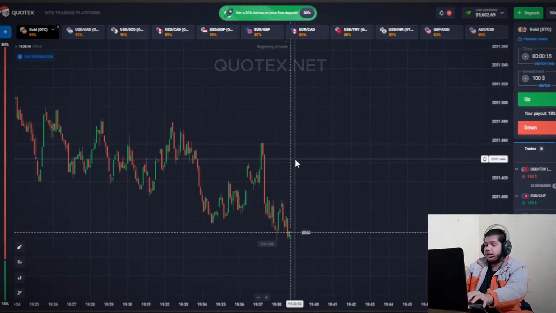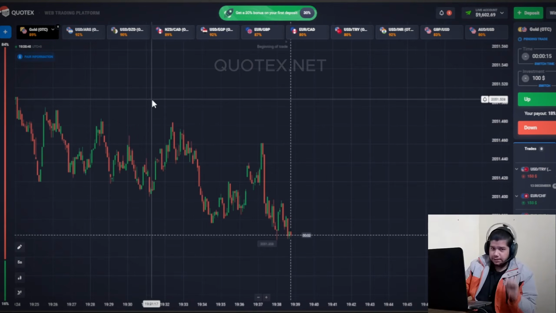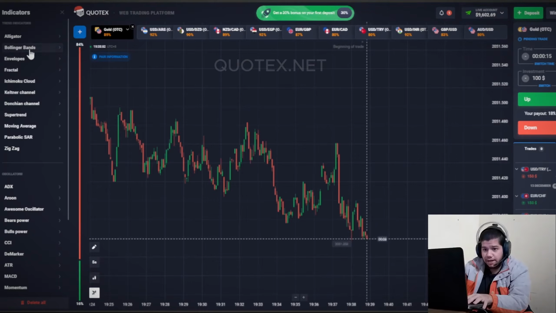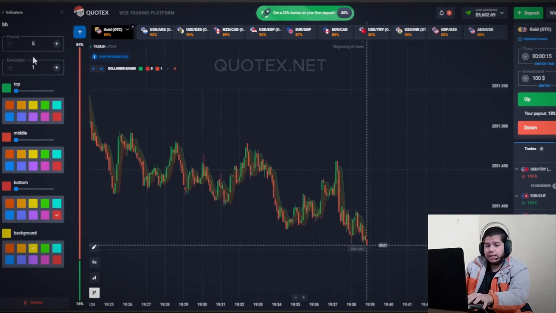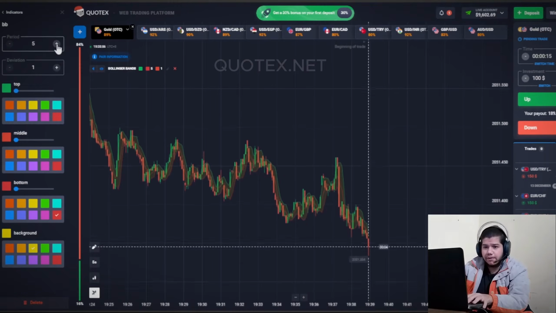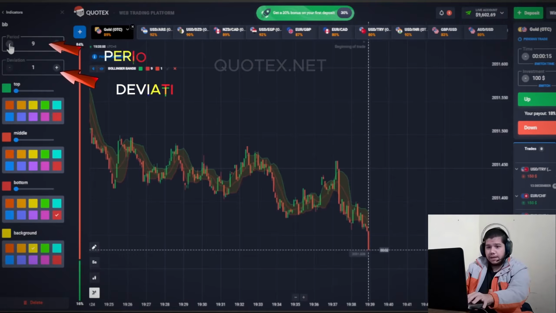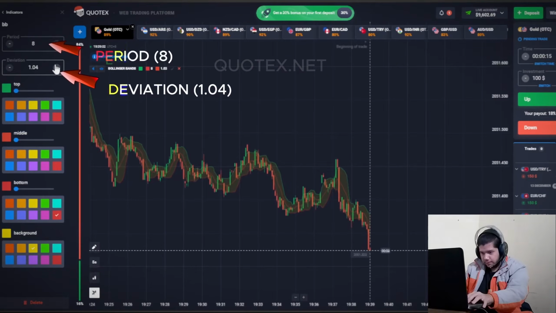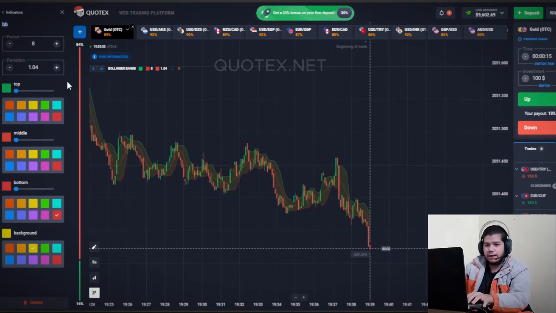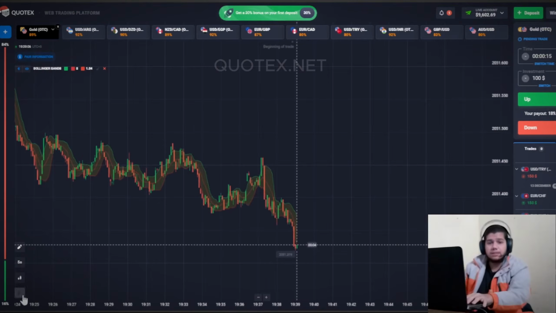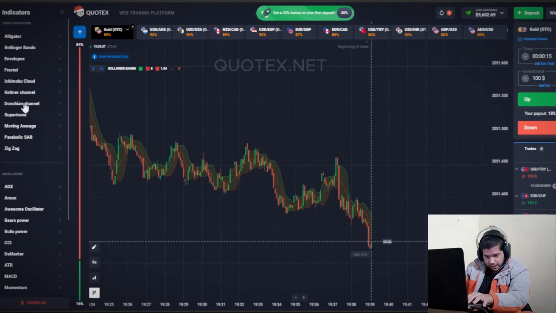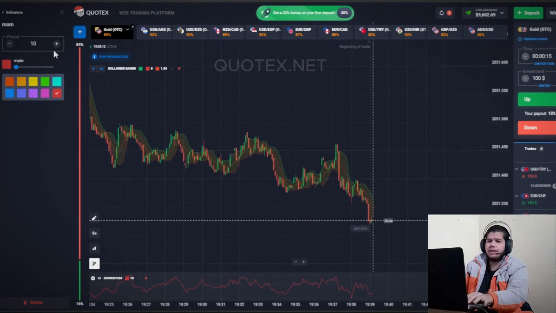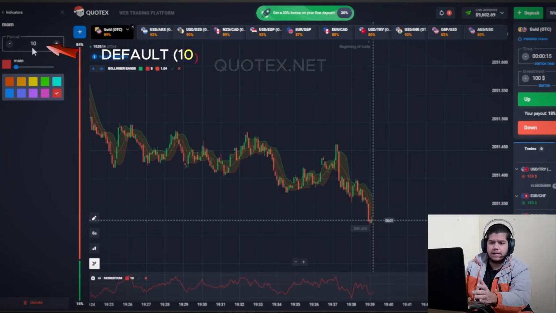I'm going to be using indicators in the strategy. The first indicator will be the Bollinger Bands right there. For the settings, you have to keep the period at 8, and the deviation at 1.04. The second indicator will be the momentum indicator right here. The settings for this will be the default, period 10.